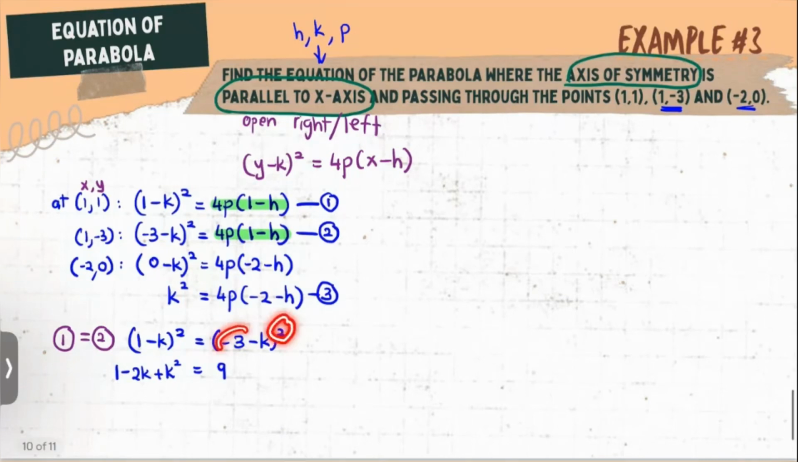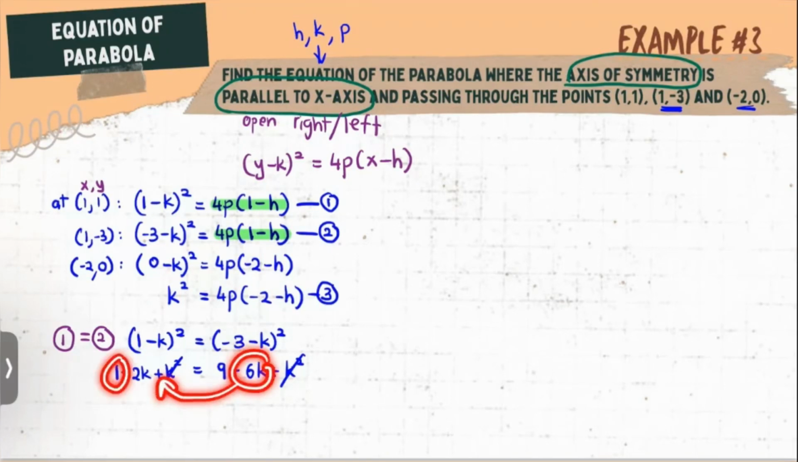So 2 darab negatif 3 darab negatif K dapat plus 9. 6K, 3 darab 2, 6. 6K tambah K squared. Okay, and here I can see K squared boleh cancel each other. Dan saya akan pindahkan 6K to the left and 1 to the right. So, negative 2K minus 6K equals to 9 minus 1. I have negative 8K equals to 8. So, therefore, K is equals to negative 1.